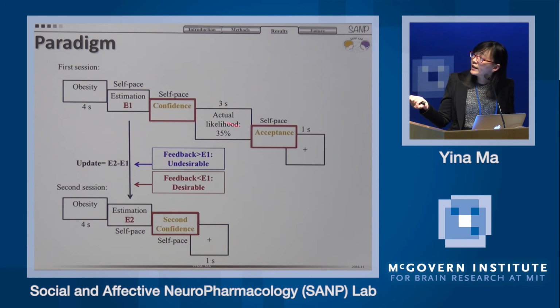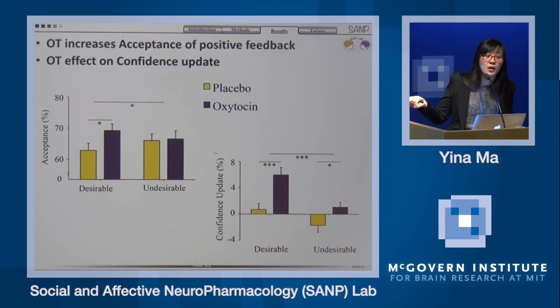So what we find is that oxytocin has increased the participants' acceptance of the good news, but has no effect on the bad news acceptance. And for the confidence, we can see that there's a general effect of oxytocin to increase your confidence for the second time. That is the difference between the confidence for the first time and second time. Moreover, oxytocin has increased to a large degree, when you get some good news, you got really confident on your own estimation.